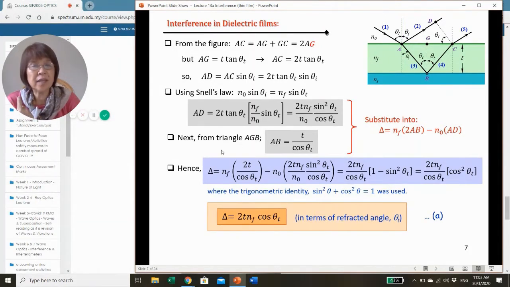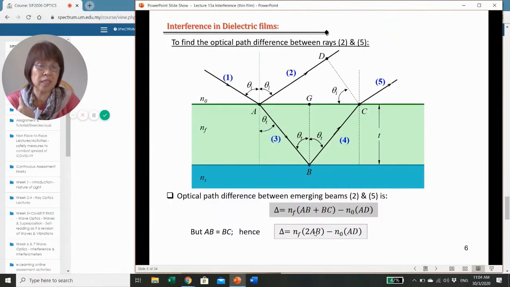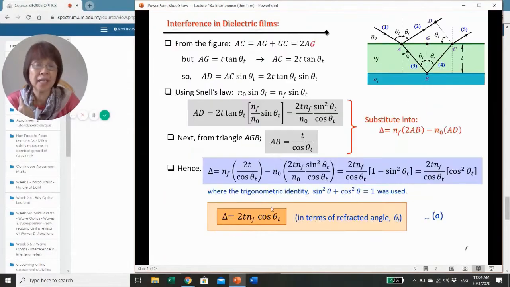And then from that triangle AGB, now cos theta t is equal to t divided by AB. That's why AB would then be equal to t divided by cos theta t. So now we have the expression for AD and AB, which we can then substitute into this AB, AD here. We substitute back into the path difference equation.